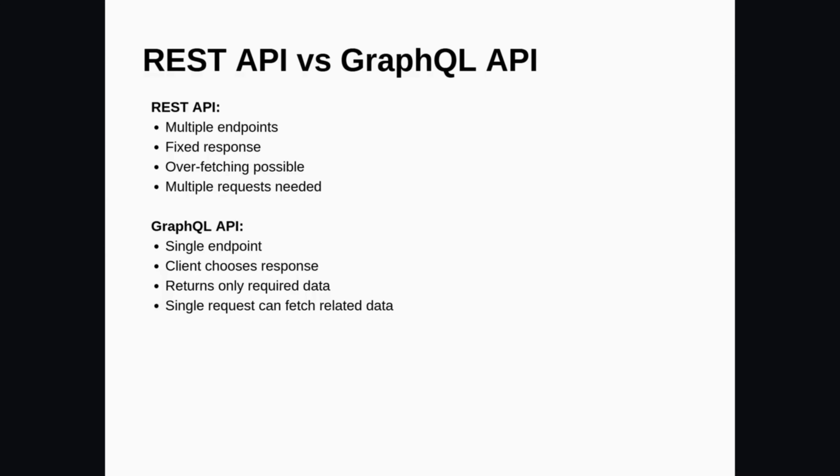Like there are a lot of combinations: order type, order details, order descriptions, order something. Suppose they have 20 different attributes. Then what will the REST API do? It will return all the 20 fields to the UI.